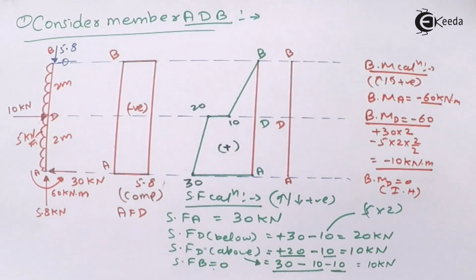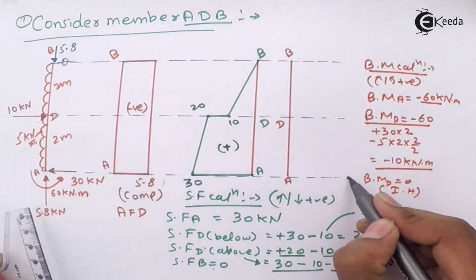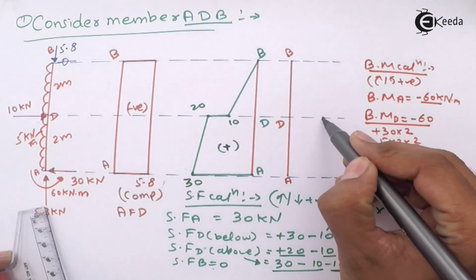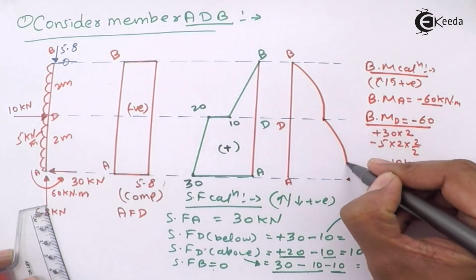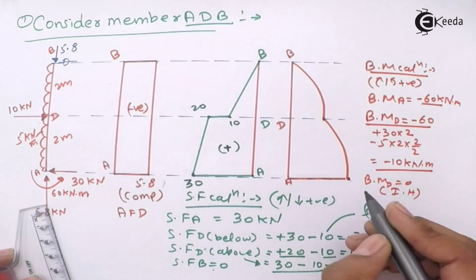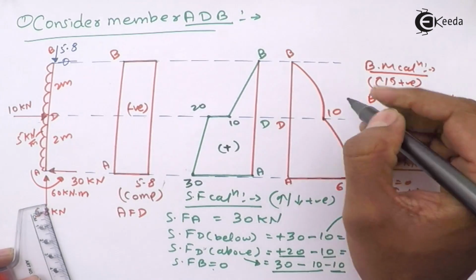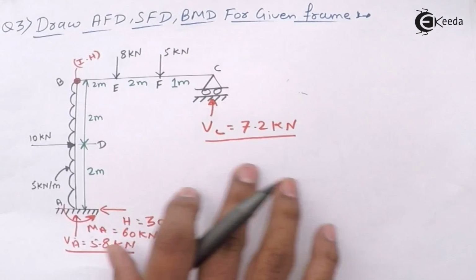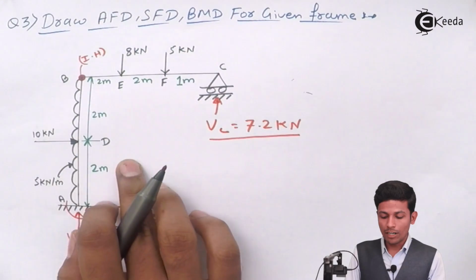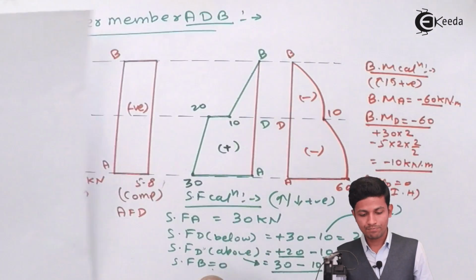Now draw the diagram. See, the bending moment at A will be minus 60, which is over here. This is minus 10, this is also 0. See, this will come like this. This is 60, this is 10, this is also minus, this is also minus. Minus means inside the frame. Now we have done with the AB part. Now see the BC part.